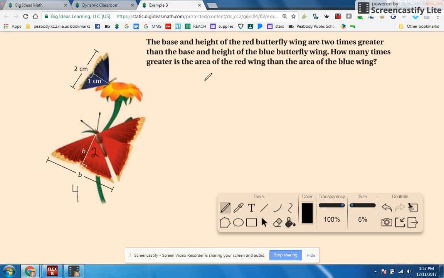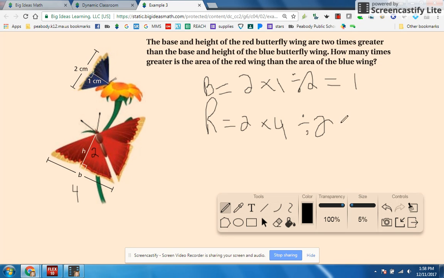So again, I'm just going to put a B for blue wing. The formula is base times height divided by 2. So in this case, 2 times 1 divided by 2. So that's going to be 2 times 1 is 2, divided by 2 is 1. Okay, now I'm going to do the red butterfly wing. So base times height, in this case now it's 2 times 4 divided by 2. So 2 times 4 is 8, divided by 2 is 4.